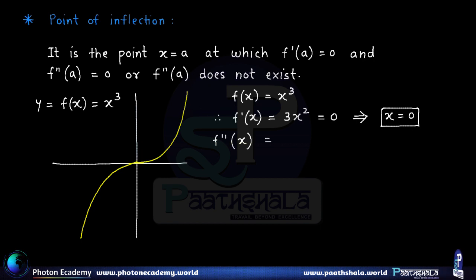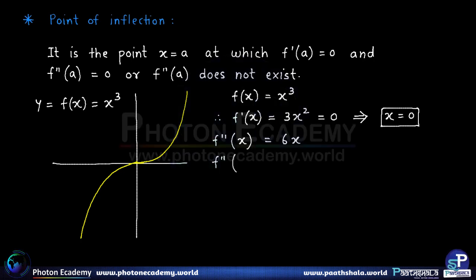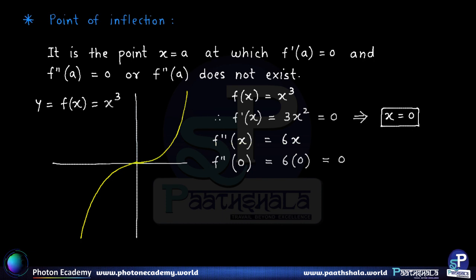Now since the first derivative is 3x square, its derivative will be nothing but 6x, right? Now see what happens if we try to calculate the second derivative at point x equal to 0. We get its value as 6 into 0, which is equal to 0. So it's neither positive nor negative. Therefore we have a problem here, that is, the second derivative test fails.